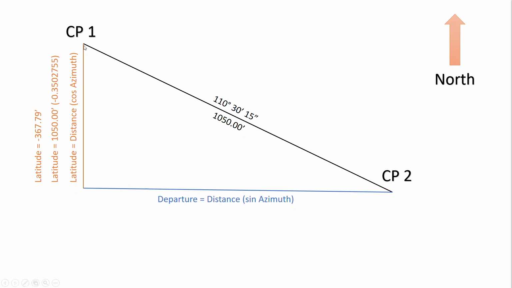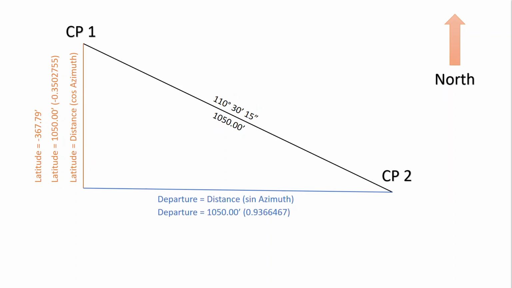Negative indicates we are going less latitude, or south, in our direction to get from 1 to 2. And that's the beauty of using an azimuth as opposed to a bearing, is that if you use the azimuth, the trigonometric function will give you the correct sign indicating the direction you're proceeding with respect to your north.